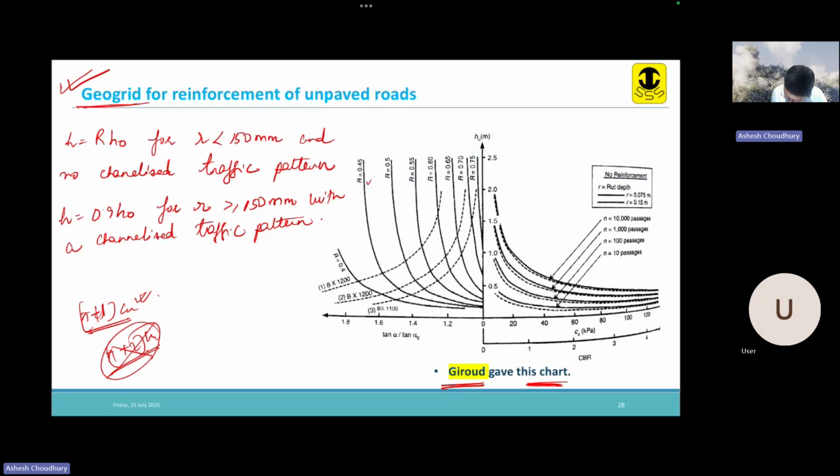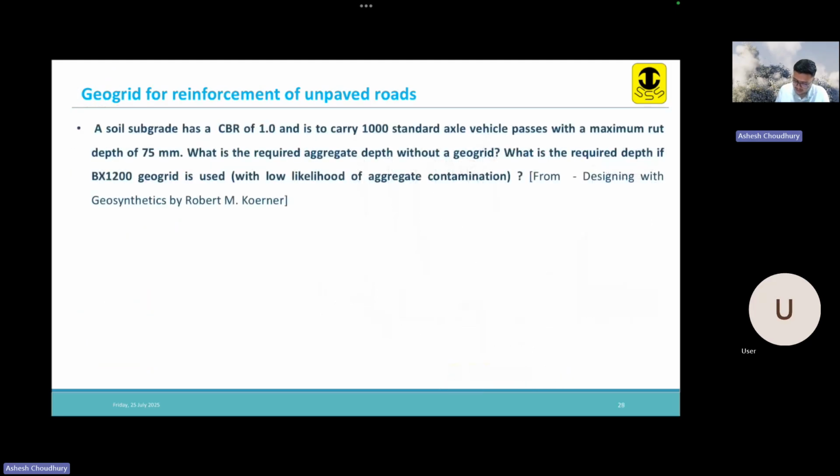Right. So 1,000 passes, which is the curve, no? Yeah, no? So if we go here, we get H naught around 0.6. H naught is around 0.6. So we get H naught as 0.60 meter.